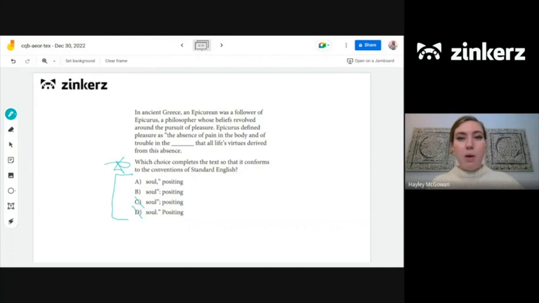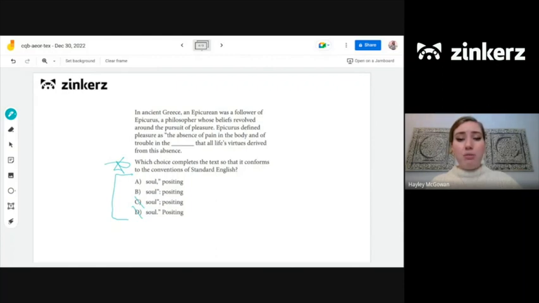What do we remember about how a colon is used? A colon is used to offset an explanation or a definition from the rest of the sentence, to expand on whatever it's right next to, whatever it's almost modifying. But what we have after the colon in this case would be, again, positing that all life's virtues derive from this absence. That's called a participial phrase. For that reason, B is also going to be incorrect, because we can't have a colon separating this participial phrase from the main clause. It's kind of the same as the semicolon and the period.